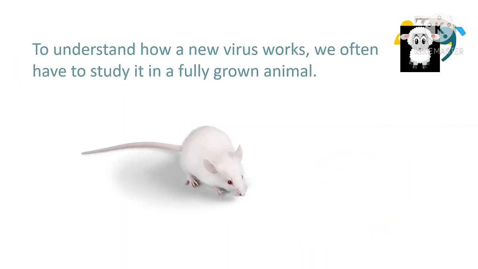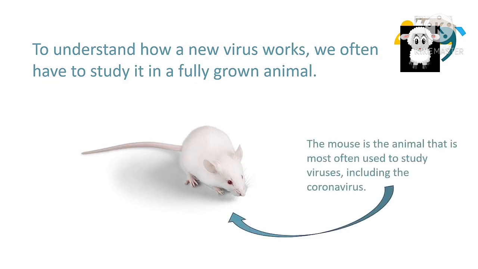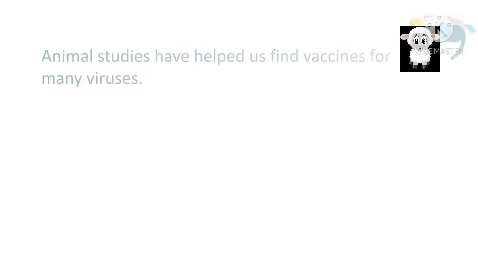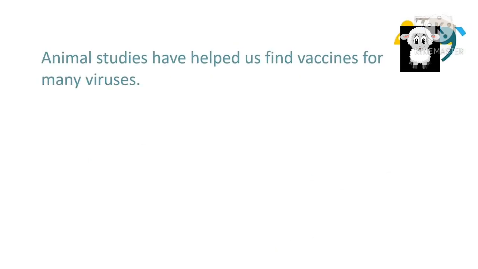To understand how a new virus works, we often have to study it in a fully grown animal. The mouse is the animal that is most often used to study viruses, including the coronavirus. Animal studies have helped us find vaccines for many viruses.